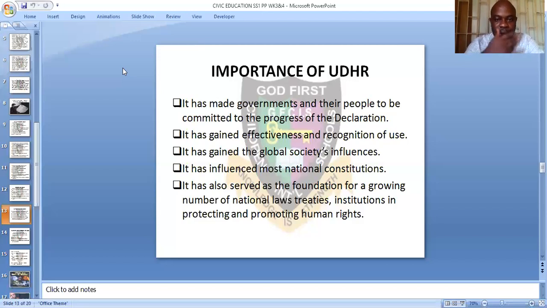Okay. Another importance is that it has also served as the foundation for a growing number of national laws, treaties, and institutions in protecting and promoting human rights. That is, as a result of this declaration, it has brought about certain agencies whose job is to stand for those whose rights are being abused or deprived. Okay, so those are the importance of UDHR.